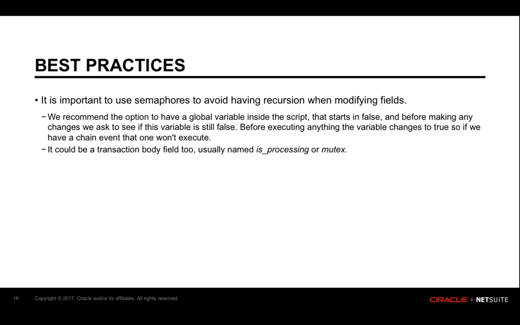We recommend having a global variable inside the script that starts as false, and before making any changes, we check whether this variable is still false. Before executing anything, the variable changes to true. So if we have a chain event, that one won't execute. Instead of a global variable in the script, we could also use a transaction body field, and we usually name it isProcessing or mutex.